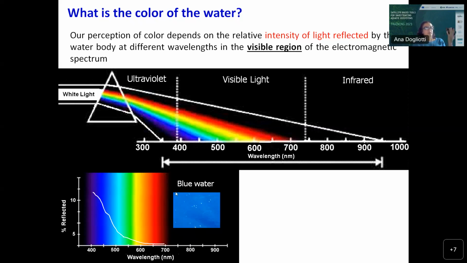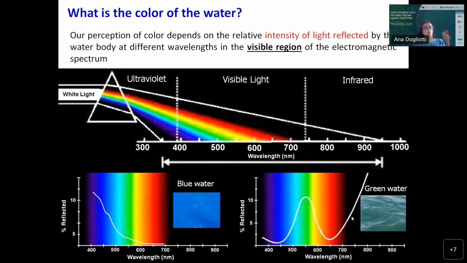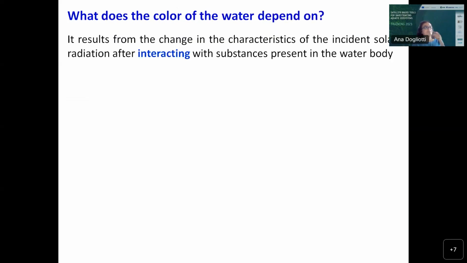If we take blue water, this is just an example, the intensity of the light coming from the water, which is blue, will have a peak around 400, which is the blue part of the spectrum. While if the water is more greenish, you will have a peak. This is theoretical, it's not a true spectrum, but it will have a more intense reflectance in the green part of the spectrum.